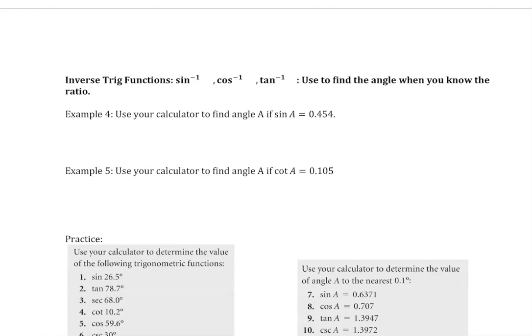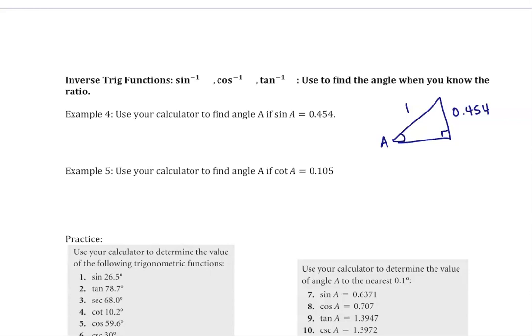Now we want to look at the inverse trig functions. So we use the inverse trig function when we know the ratio of the sides of the triangle, but we don't know the angle. So maybe we knew from a triangle that the ratio of the opposite to the hypotenuse was 0.454. And so you could think of that as a triangle with sides 0.454 on the opposite and 1 for the hypotenuse. And that angle A, we don't know the measure of that angle.